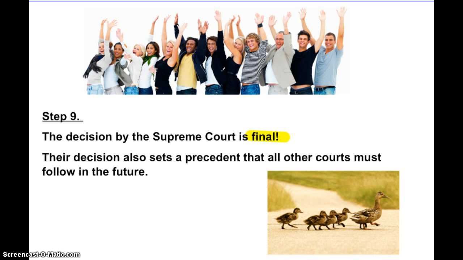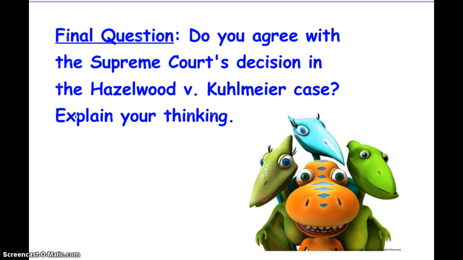What is also unique is that the decision sets a precedent that all other courts must follow in the future. Basically, now that they have made their decision, all of the lower courts in the future have to follow the decision of the Supreme Court. And that's how it works. A case that gets to the Supreme Court is heard. Both sides have a chance to give their viewpoints. The court makes its decision, and it is now kind of set in stone. This is how it will be in the future.